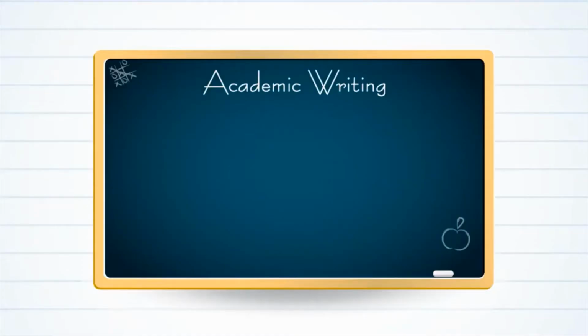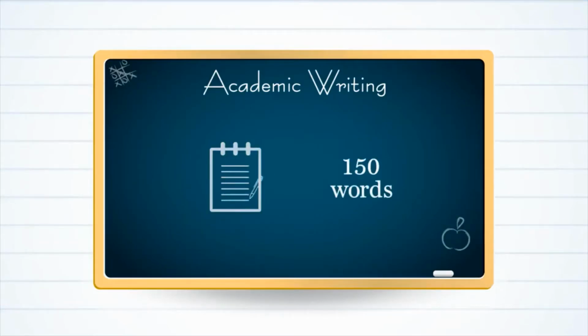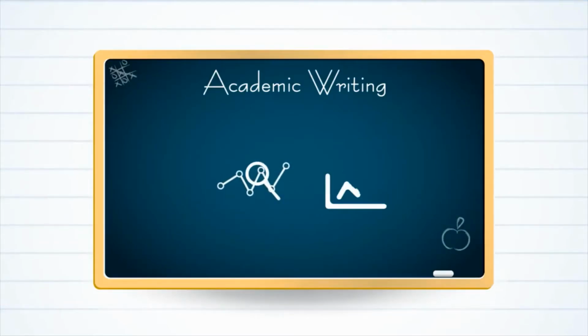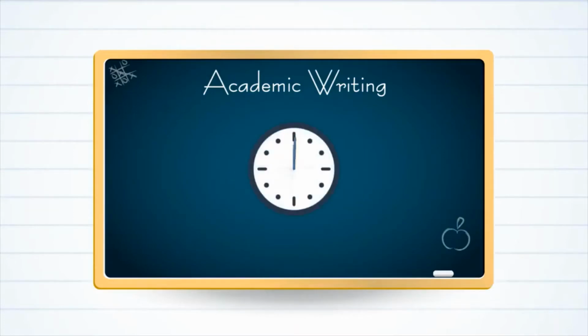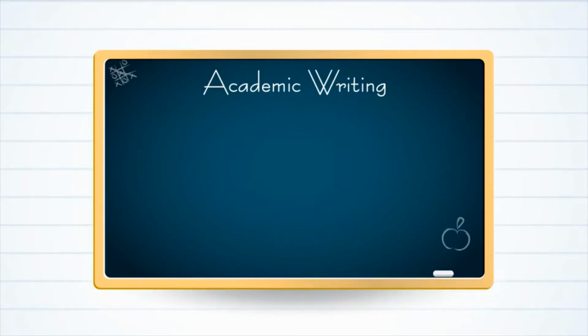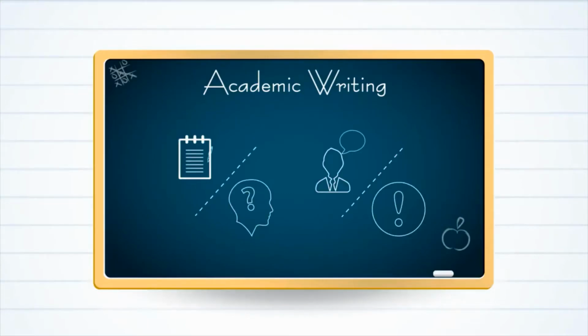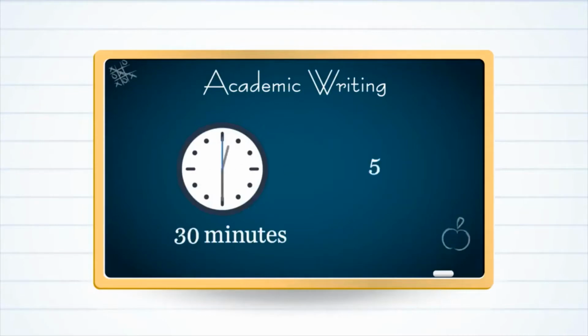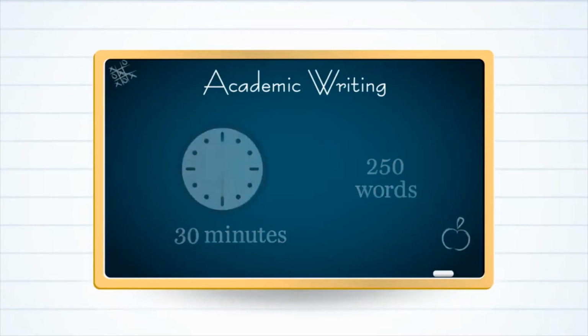Academic writing consists of two tasks. Task 1 requires the candidate to write 150 words, analyzing some data or a diagram. This task is for 20 minutes. Task 2 requires you to write an essay or present your point of view on an opinion or a problem. This task is for 30 minutes and has 250 words.